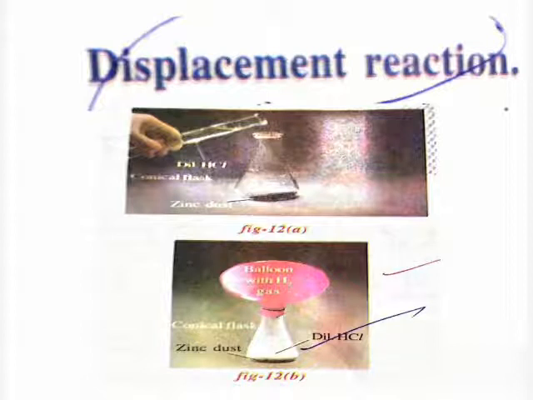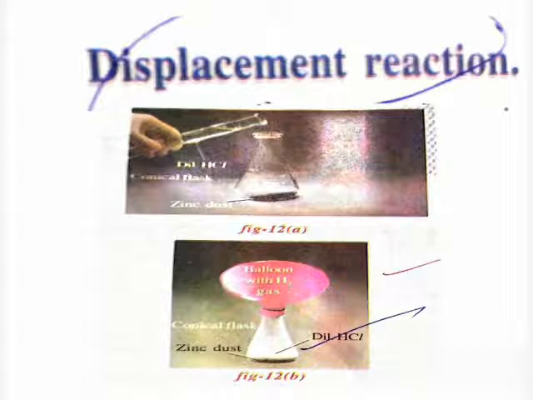How is that? Now we will discuss. To perform this activity we need some materials. What are those materials? A conical flask and a test tube. And what chemicals do we require? Zinc and hydrochloric acid. With the help of this conical flask and hydrochloric acid, how can we perform the experiment?